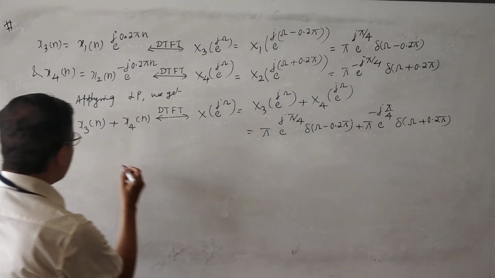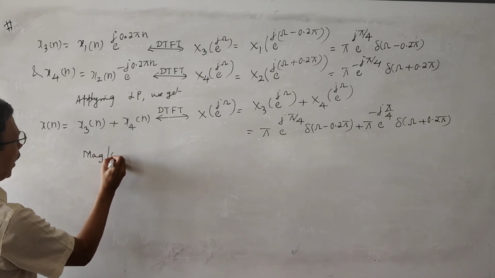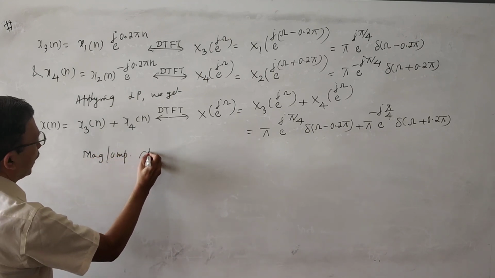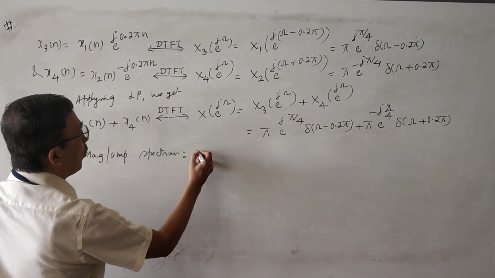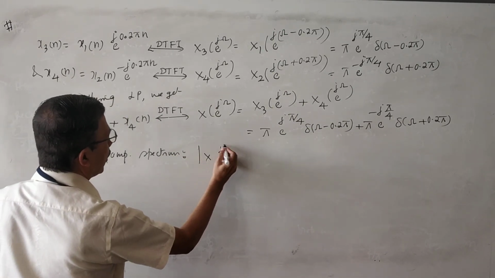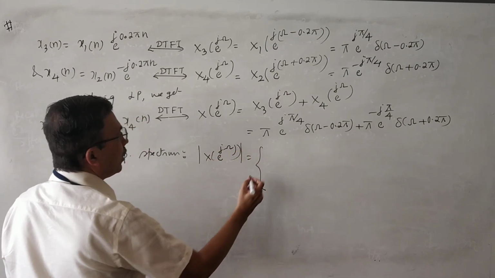Now I am going to sketch the amplitude spectrum or magnitude spectrum, both mean the same. To get that, what I have to do? I have to take the magnitude of X of e power j omega. What is the magnitude of X of e power j omega?